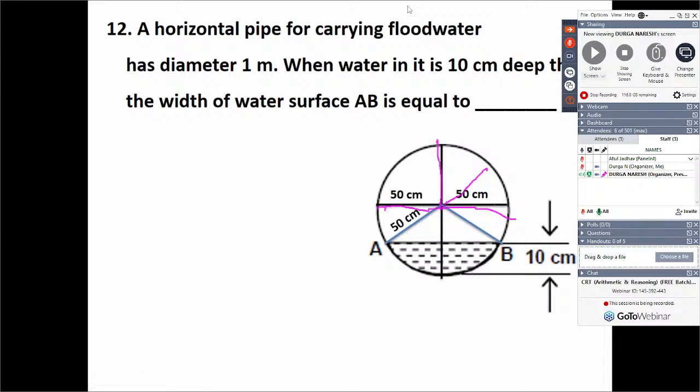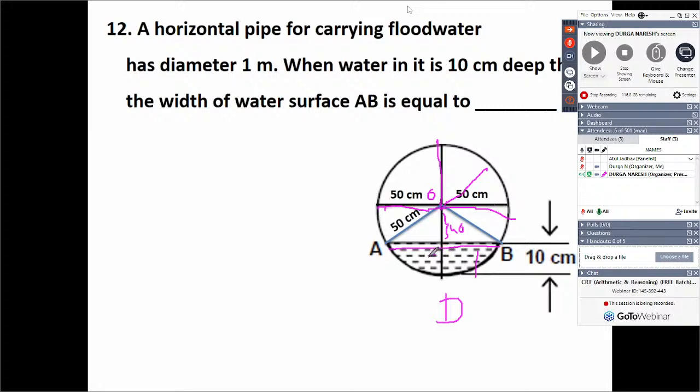And if this is D, OD is also a radius. But this height is 10 centimeters, while the OD height is 50. Automatically, only this height is how much? 40. Find the length of AB.